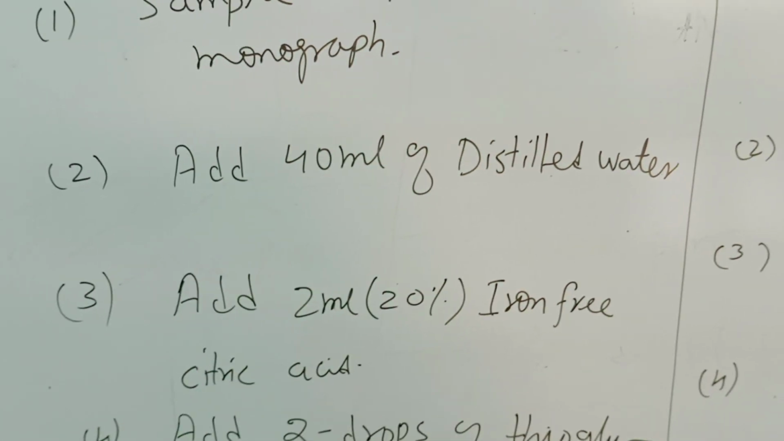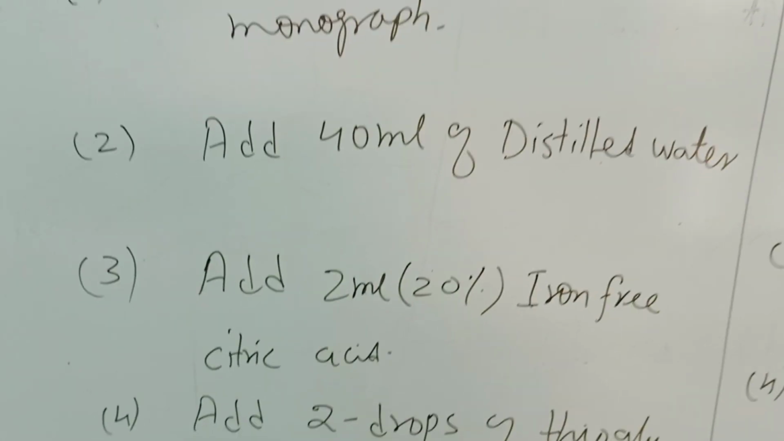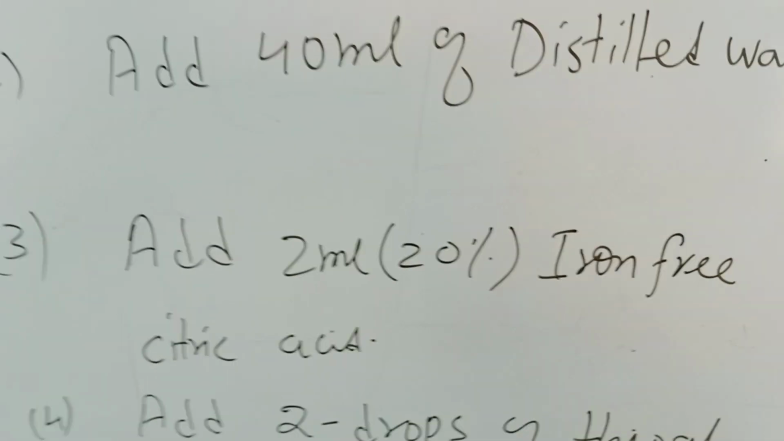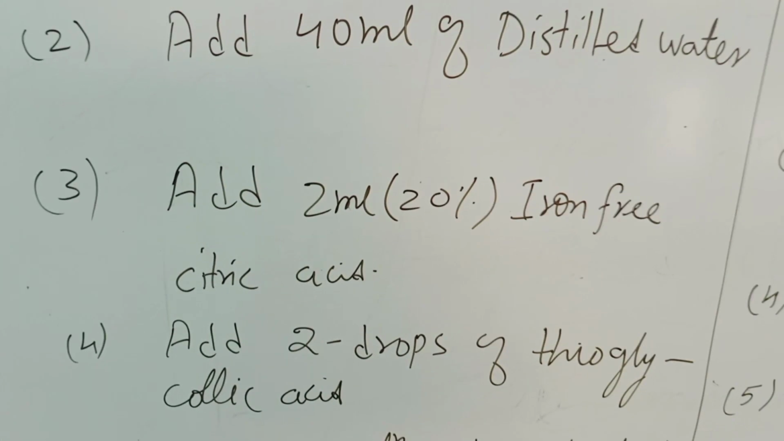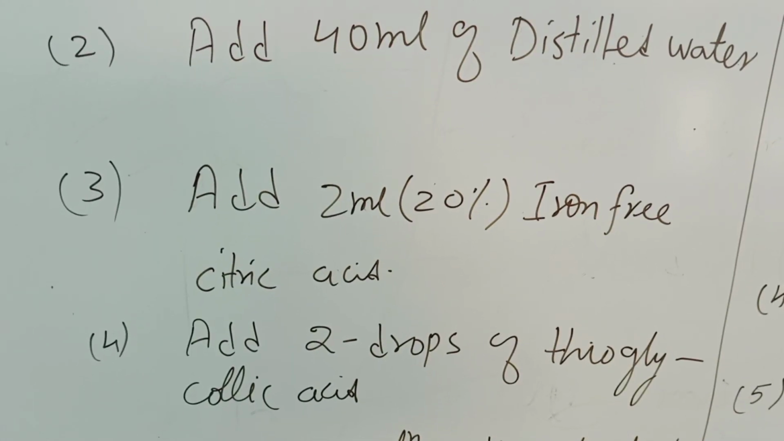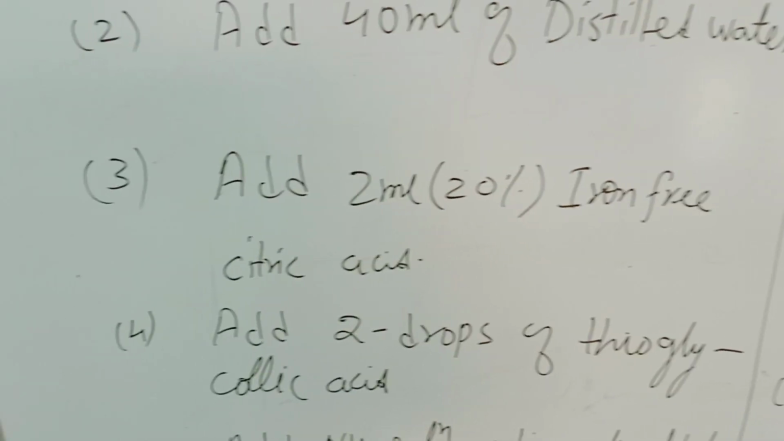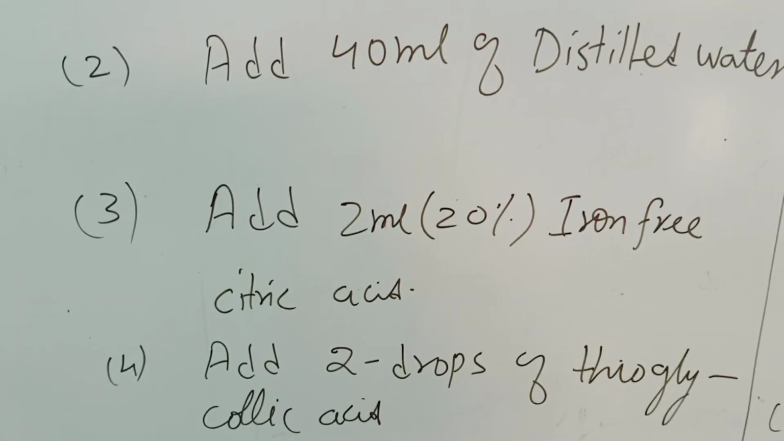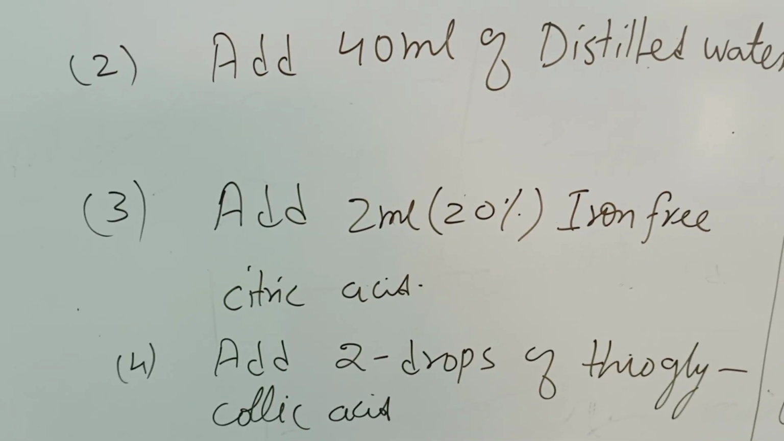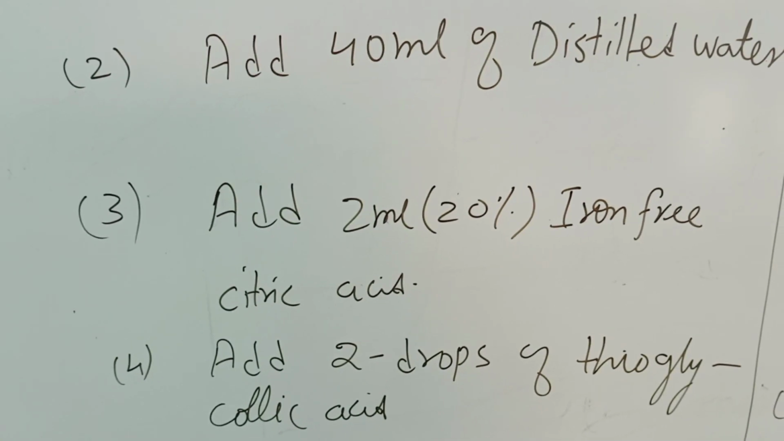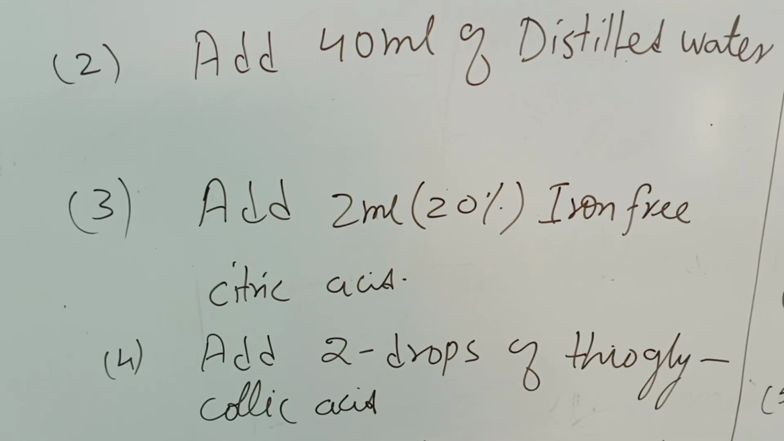So what does this iron free citric acid mean here? The iron free citric acid here means that whatever citric acid is used for the limit test of iron must be free from iron. If, however, iron is present in the citric acid, that particular iron would also be responsible for the final color which will be obtained at the end of this particular test.